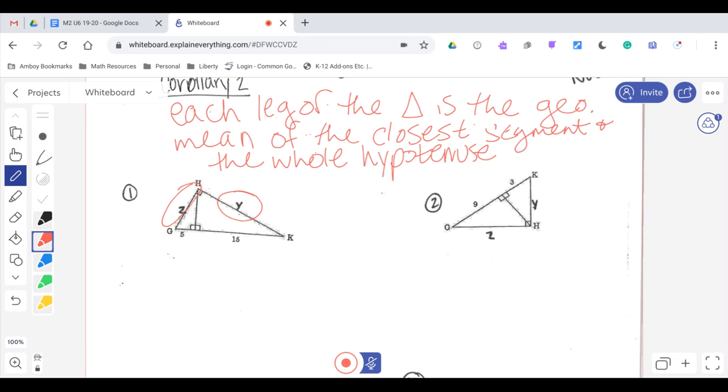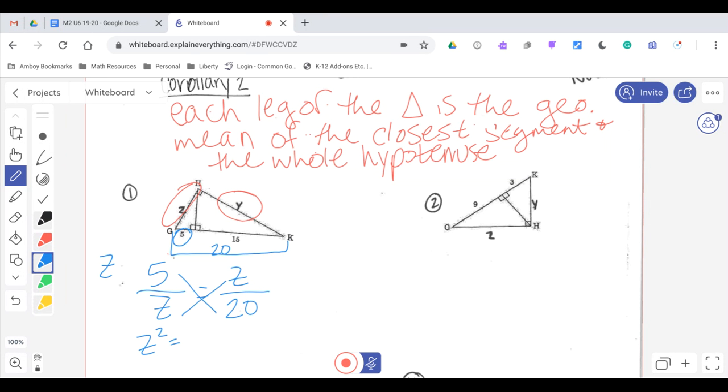So let's say I'm going to solve for z first. z is my geometric mean, so when I set up my proportion, z is going to go in there twice. And it's the geometric mean of the segment closest to it, which is 5, and the length of the whole hypotenuse. If I combine 5 and 15, I get 20. Now I'm solving by cross multiplication, so I end up with z squared equals 100. I'm going to square root both sides, and I get z equals 10.